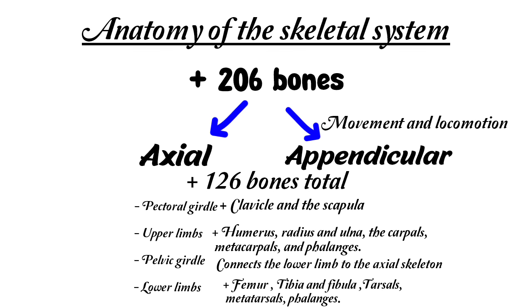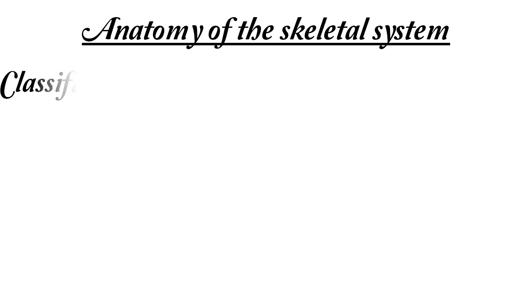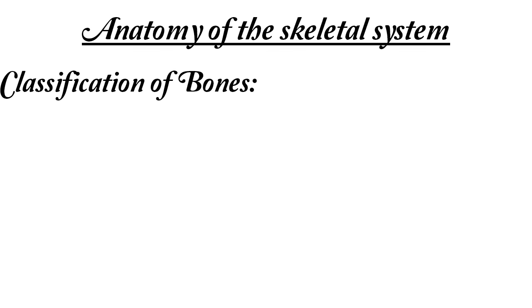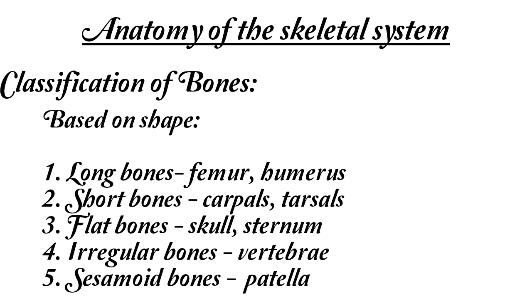Now let's talk about the classification of bones. Bones can be classified by their shape. We have the long bones, the short bones, the flat bones, the irregular bones, and the sesamoid bones. Examples of the long bones are the femur and the humerus.